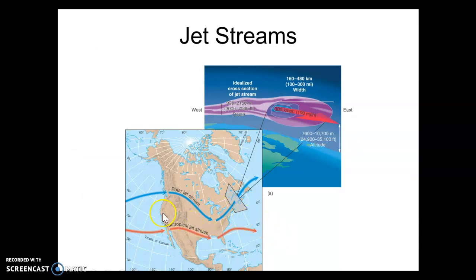So just looking at them this way, a lot of times there are two branches, the polar and the subtropical. And in the polar area particularly, the winds can be pretty strong, upwards of close to 200 miles an hour during the peak winters when that's usually strongest.